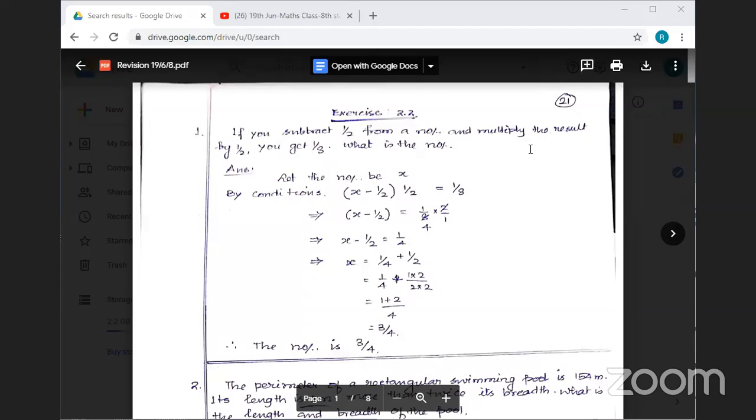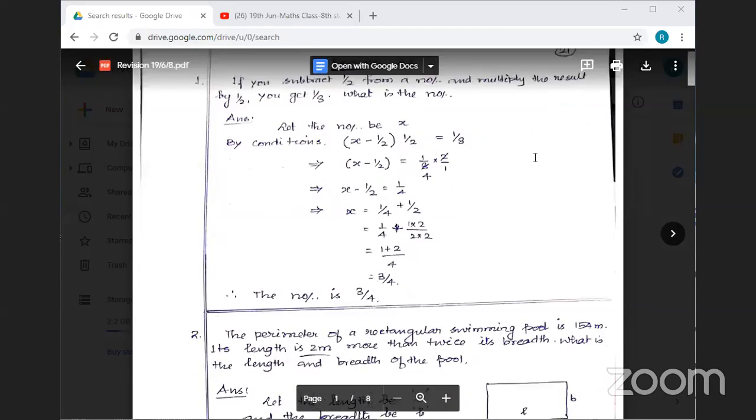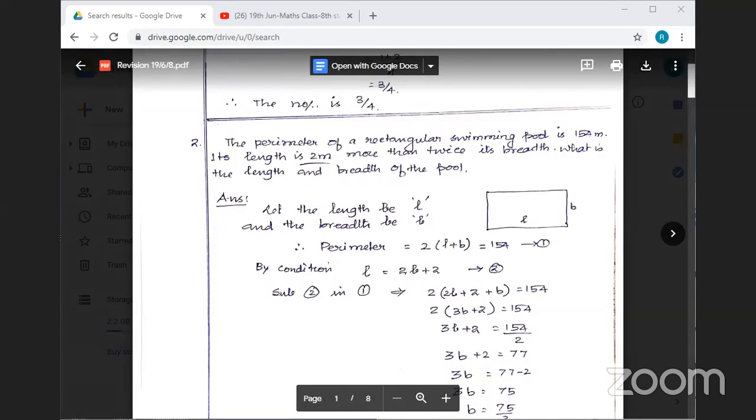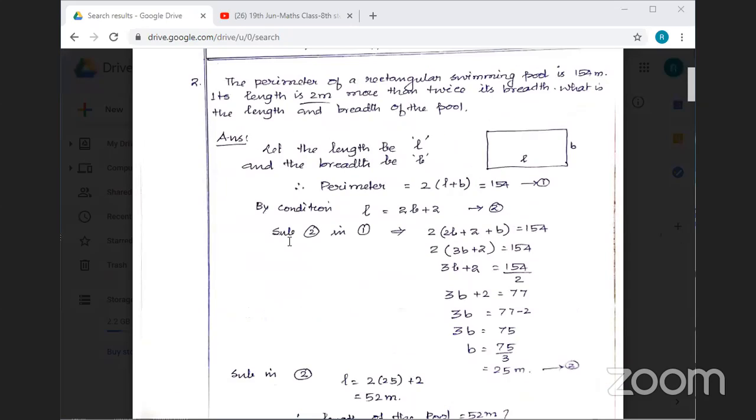Now, second problem you see. You know what is meant by rectangle? Do you know what is meant by rectangle? Yes, sir. What are the properties of a rectangle?